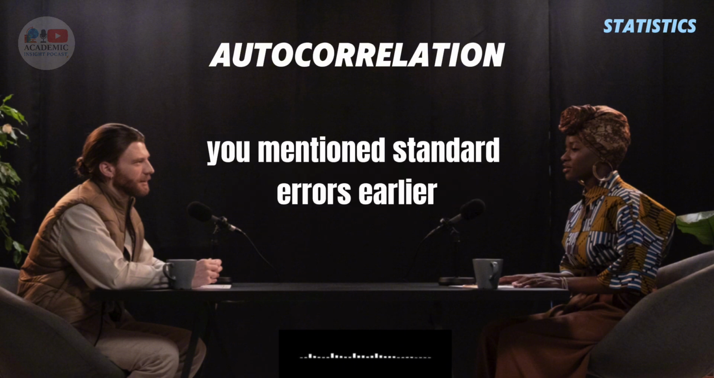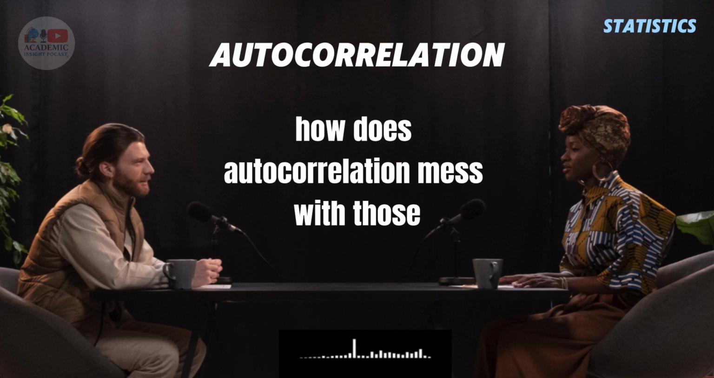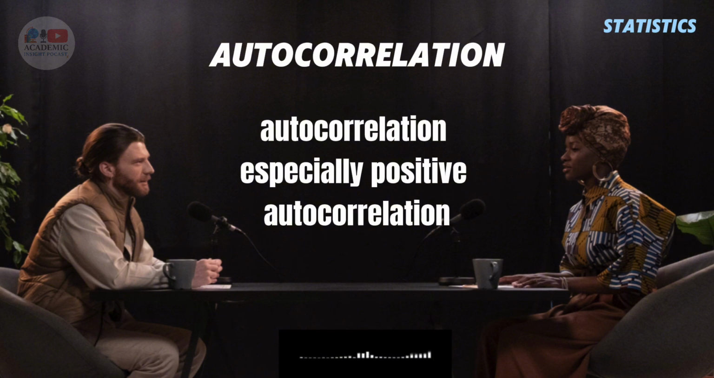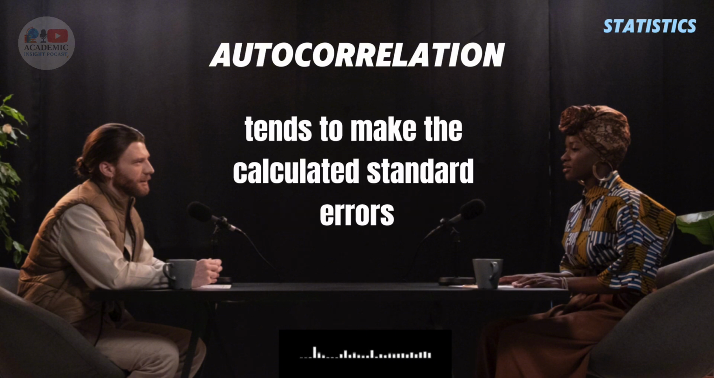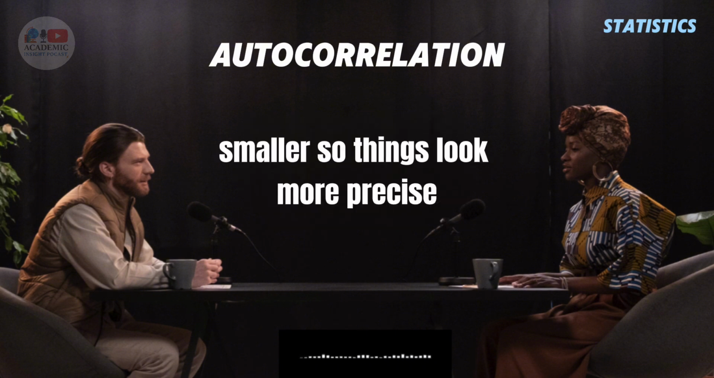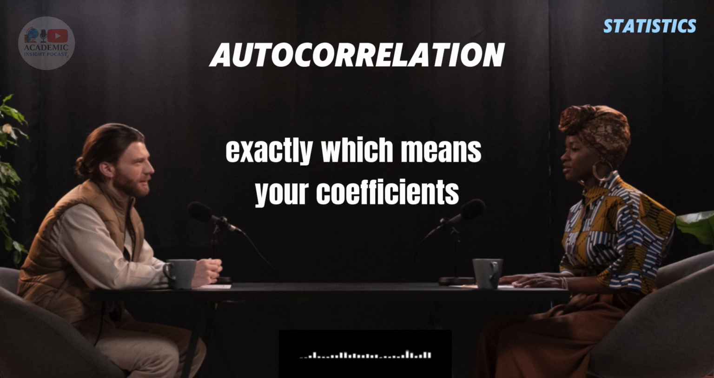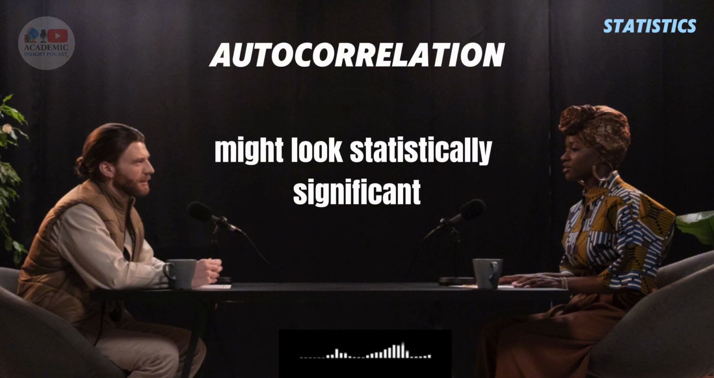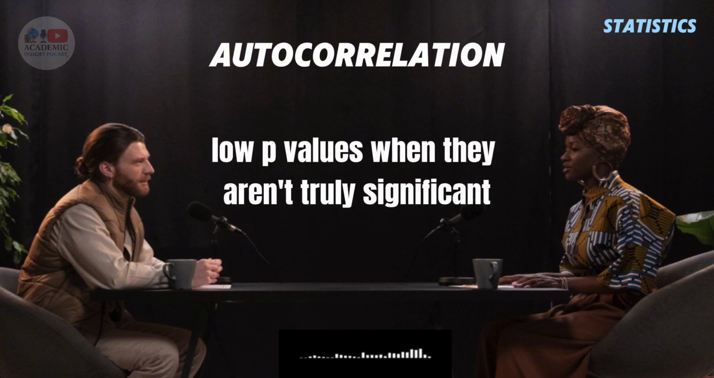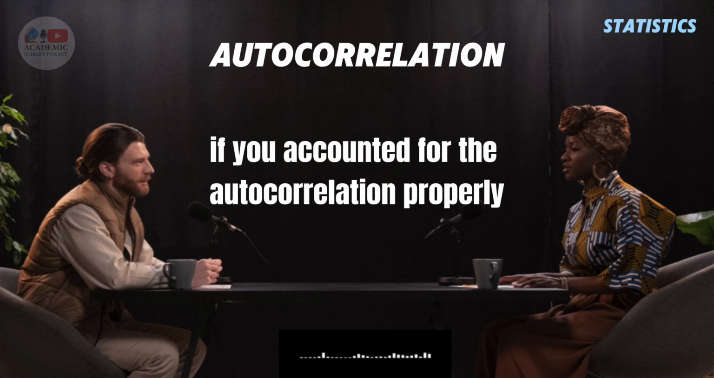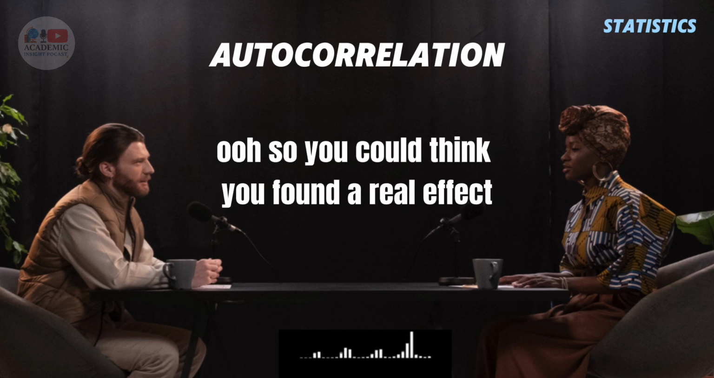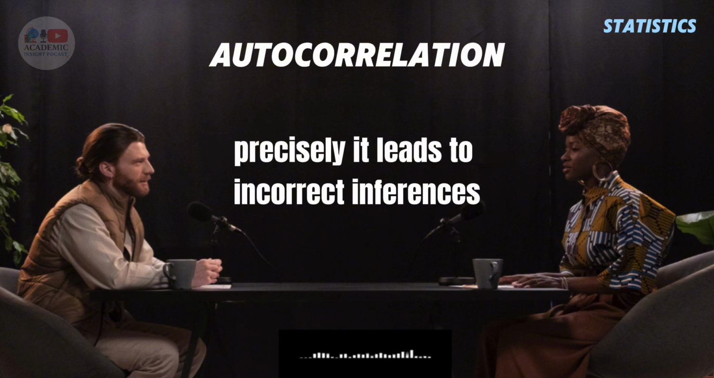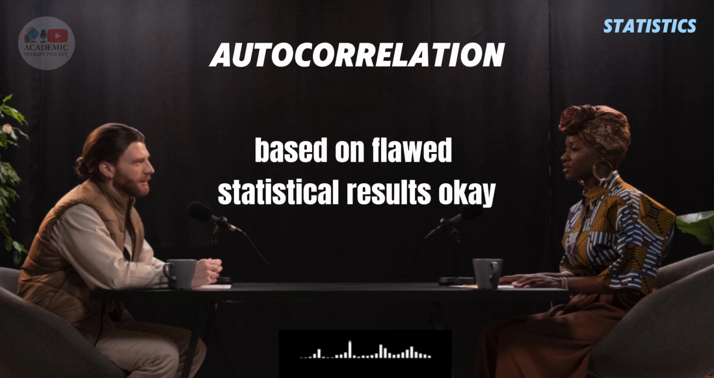Okay. And finally, you mentioned standard errors earlier. How does autocorrelation mess with those? Right. This is a subtle but really important consequence. Autocorrelation, especially positive autocorrelation, tends to make the calculated standard errors smaller than they actually should be. Smaller, so things look more precise. Exactly. Which means your coefficients, your parameter estimates, might look statistically significant, low p-values, when they aren't truly significant if you accounted for the autocorrelation properly. So you could think you found a real effect, but it's just an artifact of the correlated errors. Precisely. It leads to incorrect inferences, potentially bad decisions based on flawed statistical results.